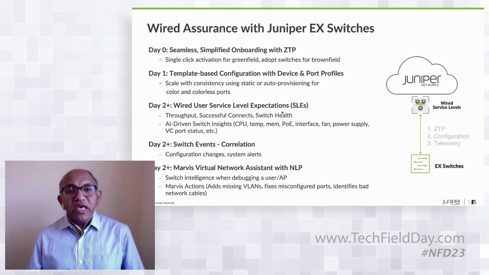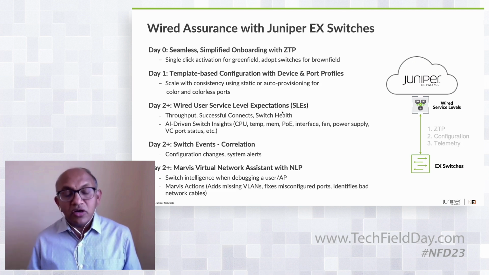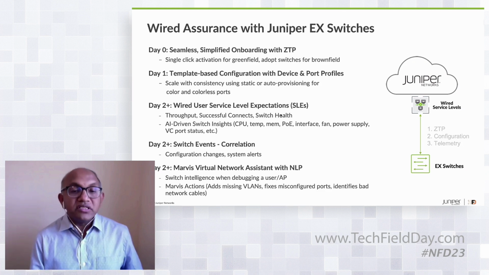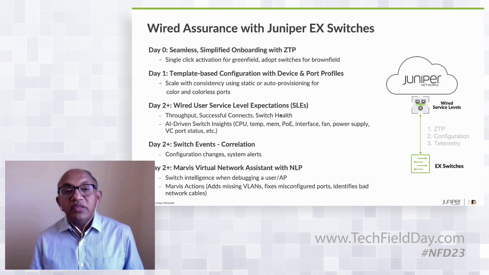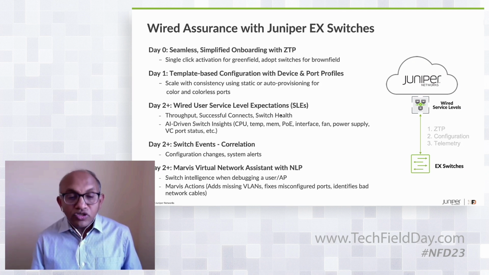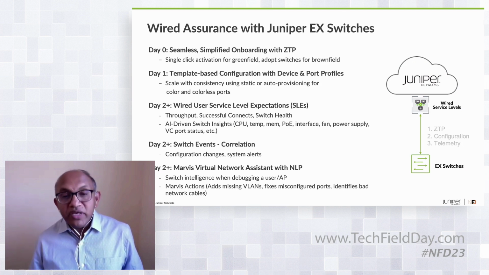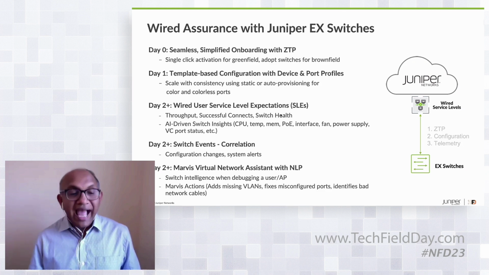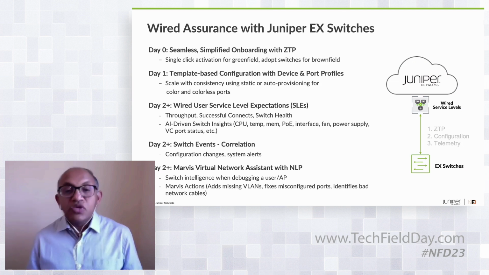But when you are deploying hundreds and thousands of switches in your network, hundreds and thousands of ports, it's impossible to track if there is a particular port which is misconfigured. And it could lead to a security incident. With the help of Marvis Actions, we will be able to now track those ports. If there are certain missing VLANs for a particular AP, we will be able to track those. And bad cables, bad optics, we will be able to do those detections well in advance.